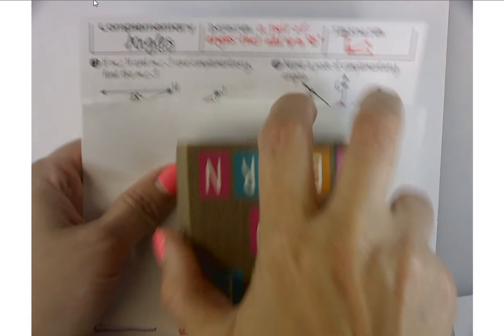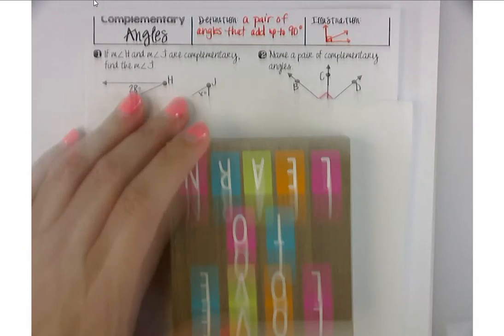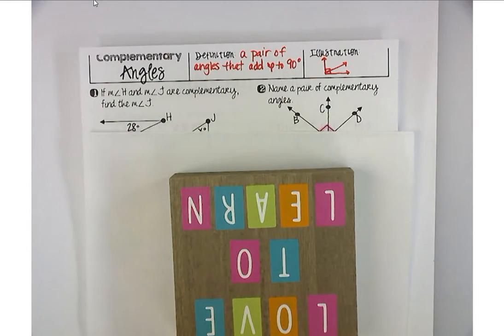And I'm sure you guys have already heard of complementary angles before. Some of us probably just need a little refresher. So complementary angles are just a pair of angles that add up to 90 degrees. And the illustration I gave you is a pair that is also adjacent, but they do not have to be adjacent. So a pair of angles that add up to 90.